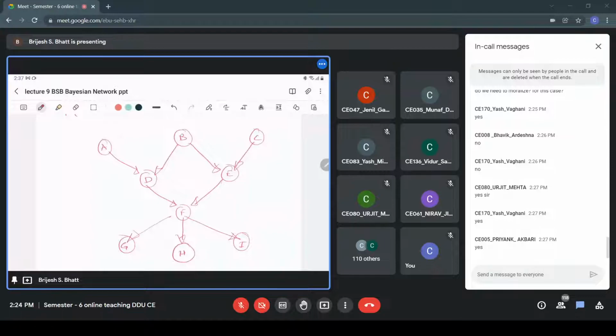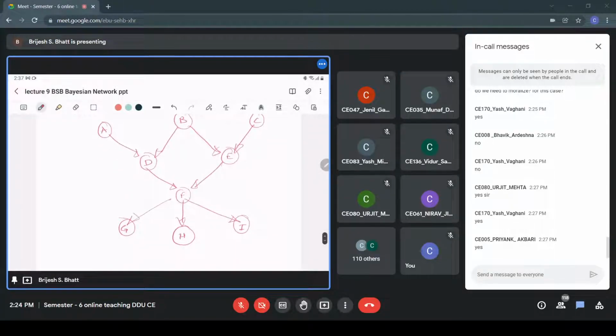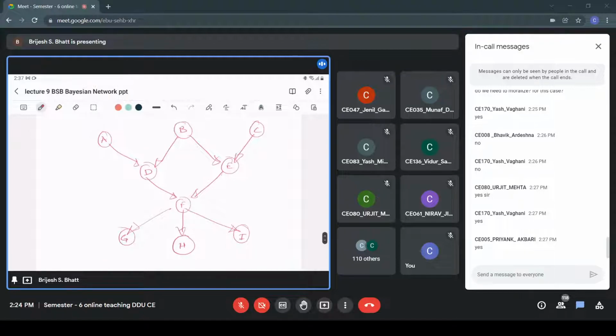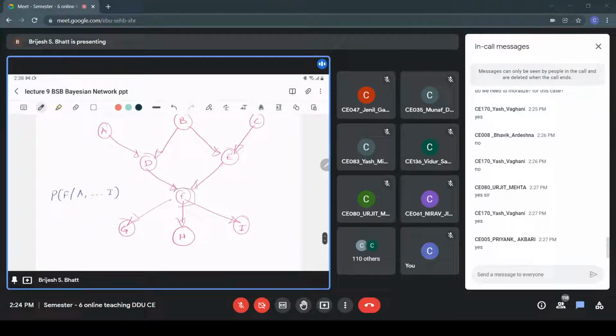Now, one thing that we have discussed all this is, to decide about the value of any random variable, for example, if I want to decide about the probability of F given everything A to I, probability of F given A, B, C, D, E, F, G, H, I, then using my knowledge of conditional dependence and independence, even though I don't know much about the graph, I can at least say this. Let me write this properly.